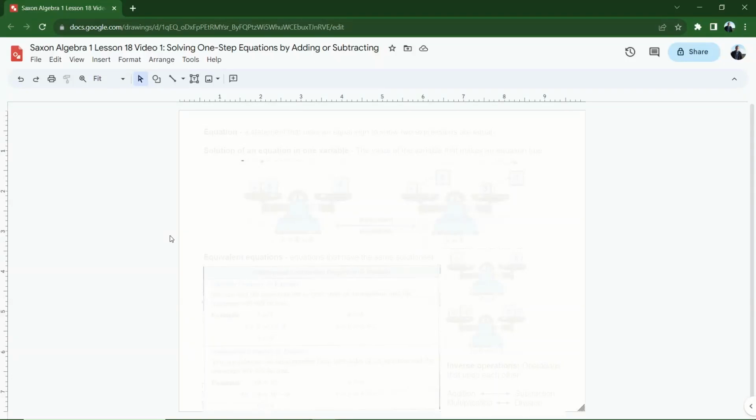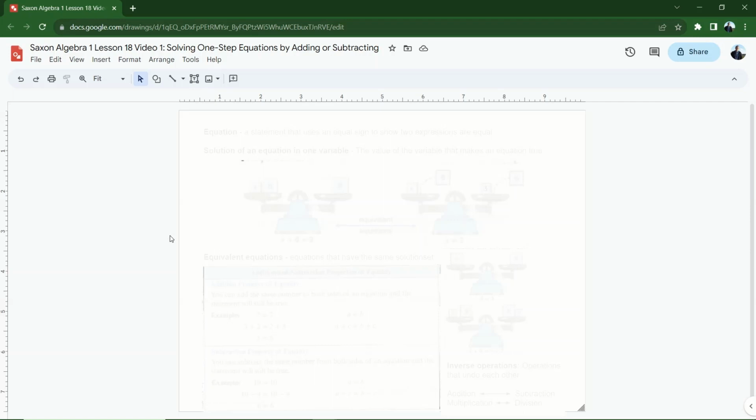Algebra students, in this lesson, lesson 18, we're going to be talking about solving one-step equations, the simplest type of equation in all of algebra, by adding or subtracting, the two simplest operations in all of algebra. So I don't expect that this lesson is going to be a hard lesson, but it's going to be a fundamental lesson. What you learn in this lesson is going to apply to like all other lessons after this in the course.